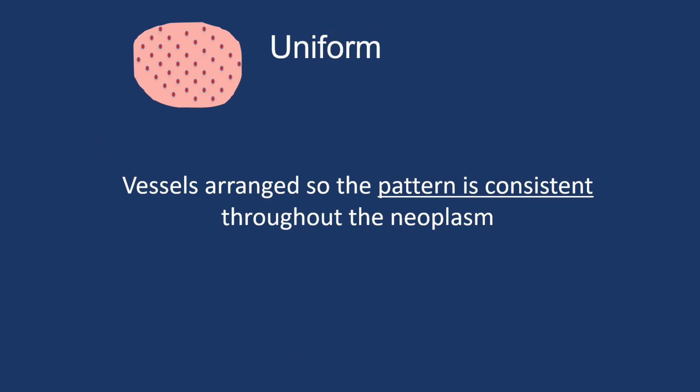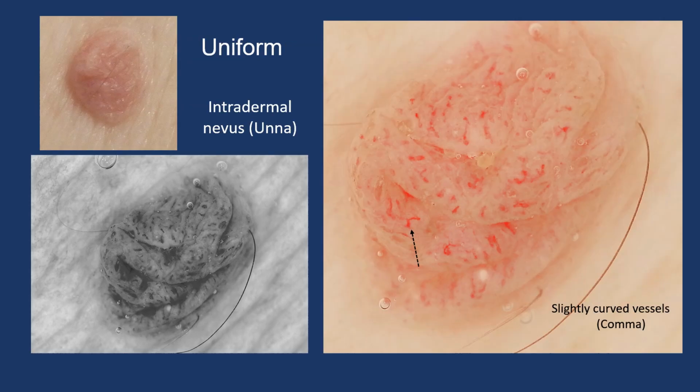Uniform, the vessels are arranged so the pattern is consistent throughout the neoplasm. And here is an example with this intradermal nevus and these slightly curved vessels, which are seen uniformly throughout the lesion.